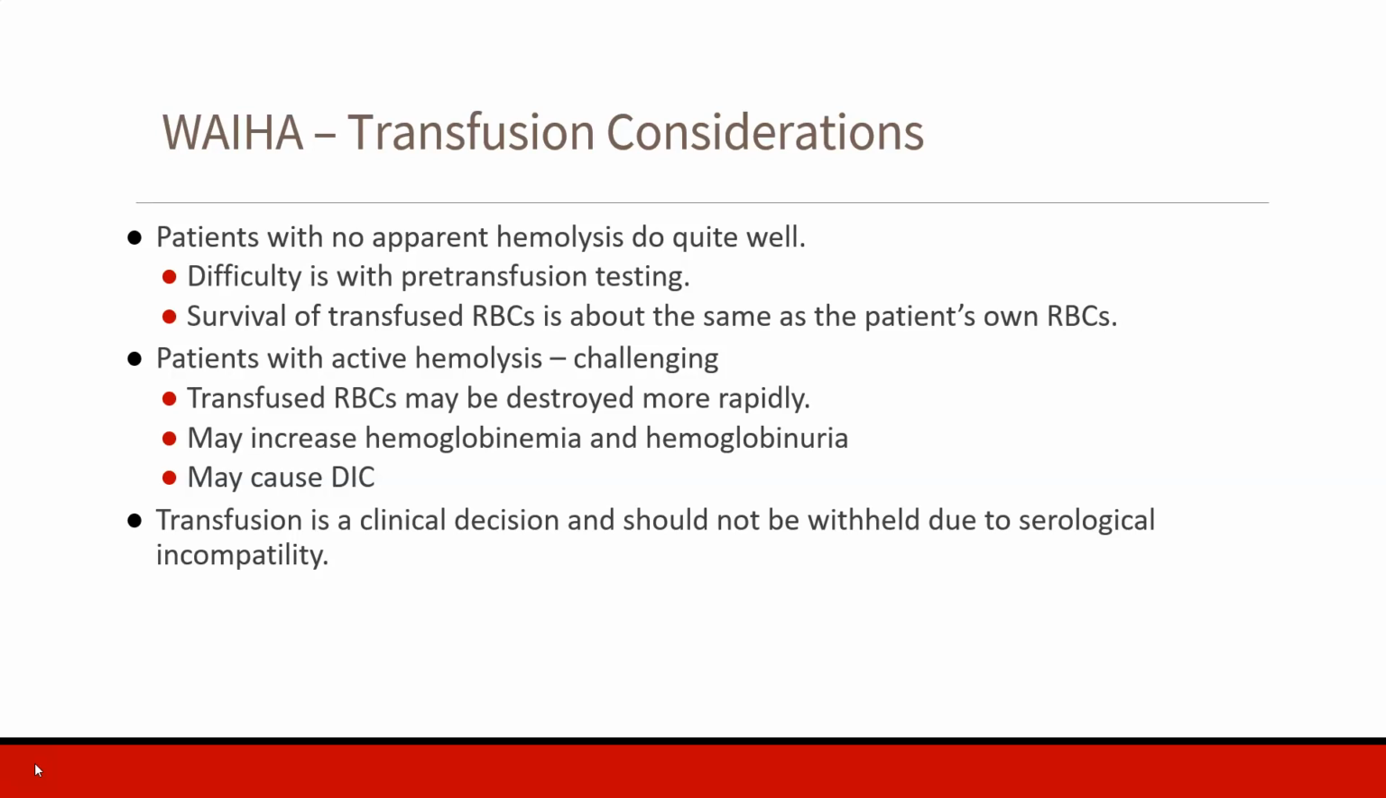So, we feel pretty good about these patients. Patients with active hemolysis are very challenging. The transfused red cells may be destroyed more rapidly than the patient's own cells. This may increase the hemoglobinemia and hemoglobinuria, and it may cause disseminated intravascular coagulation. Transfusion is a clinical decision and should not be withheld due to serological incompatibility. So if you have a patient with a 3 or 4 gram hemoglobin, the physician really has no option rather than to transfuse this patient.